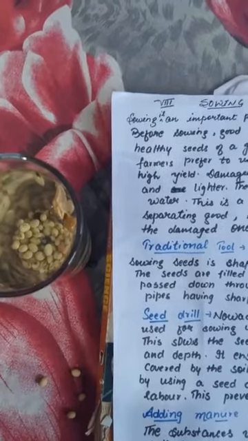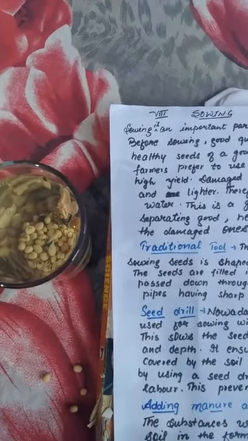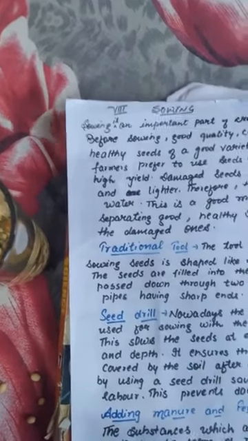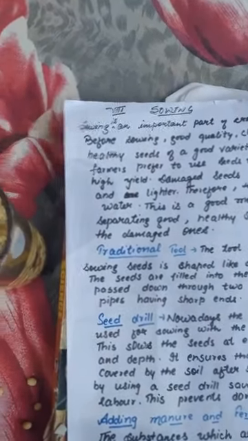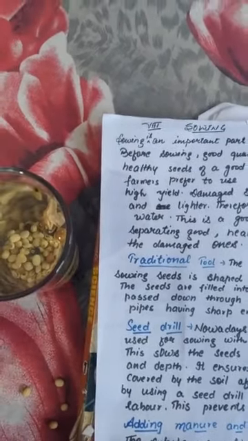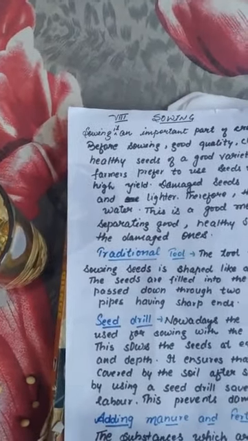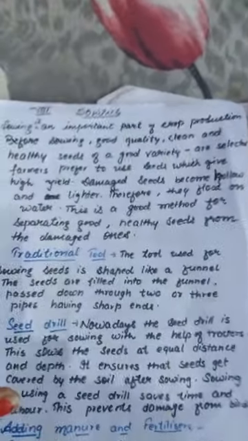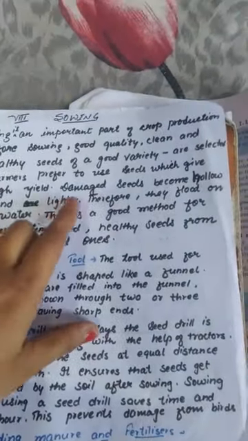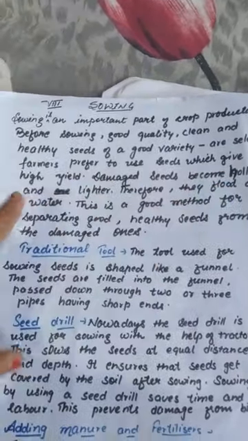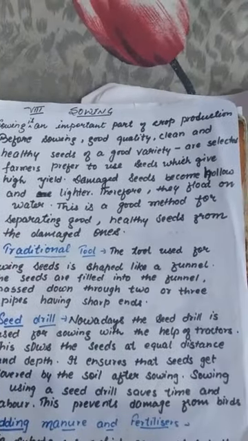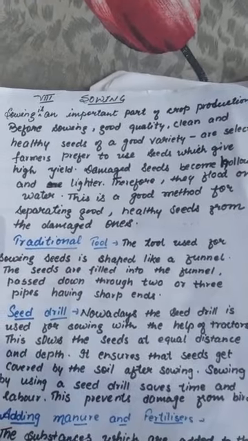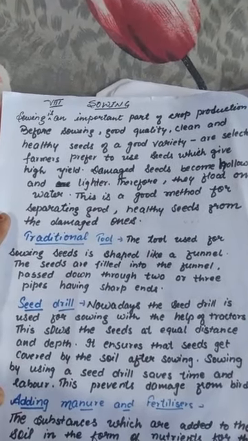The healthy seeds will settle at the bottom of the bucket, whereas hollow and light seeds will float on the surface of the water. That is the best technique of selecting healthy seeds, and from this activity, farmers select healthy seeds. As I have told you, the damaged seeds become hollow and light. That's why they float on the surface of the bucket, and the seeds which sink into the water are the healthy and clean seeds.